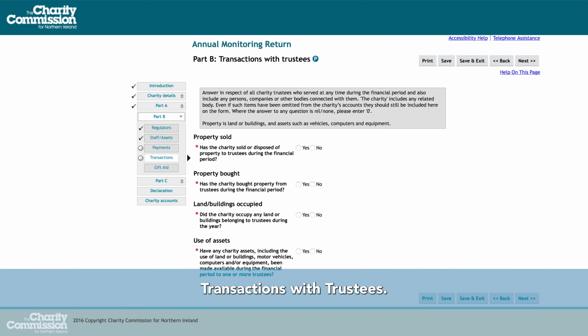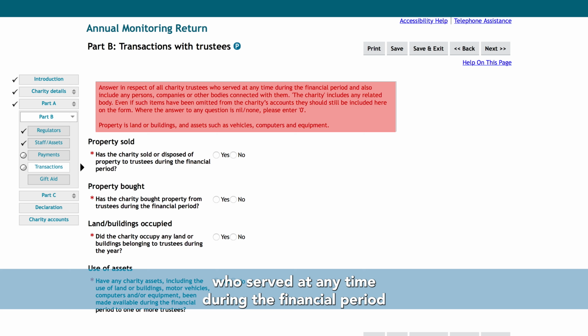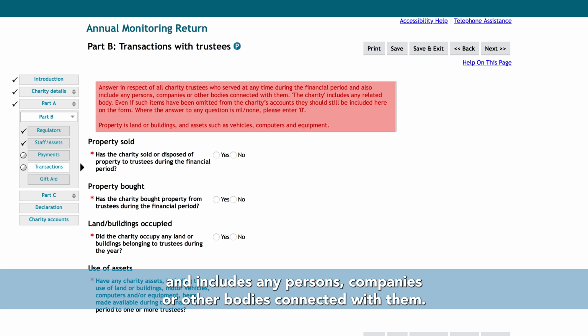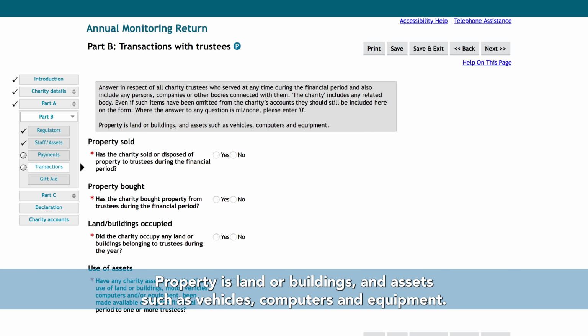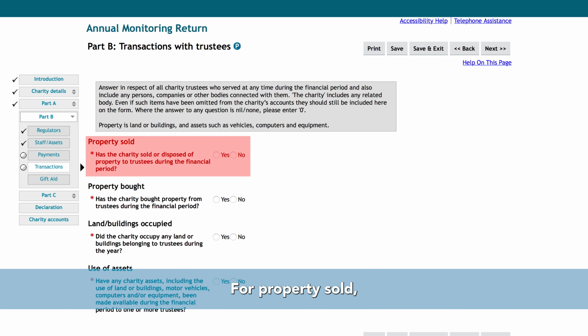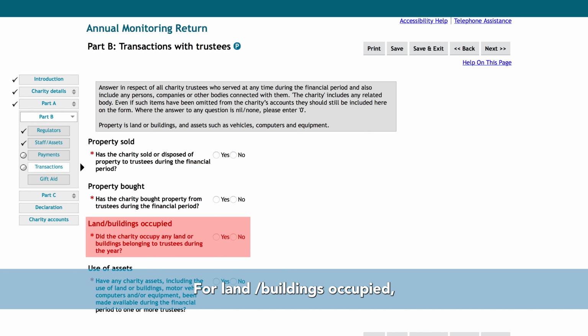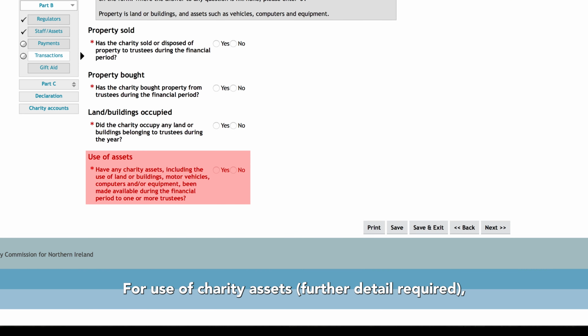Transactions with trustees. These questions must be answered in respect of all charity trustees who served at any time during the financial period, and includes any persons, companies, or other bodies connected with them. Property is land or buildings, and assets such as vehicles, computers, and equipment. Record the total amounts relating to transactions with charity trustees during the financial period, for property sold, for property bought, for land or buildings occupied, for use of charity assets.